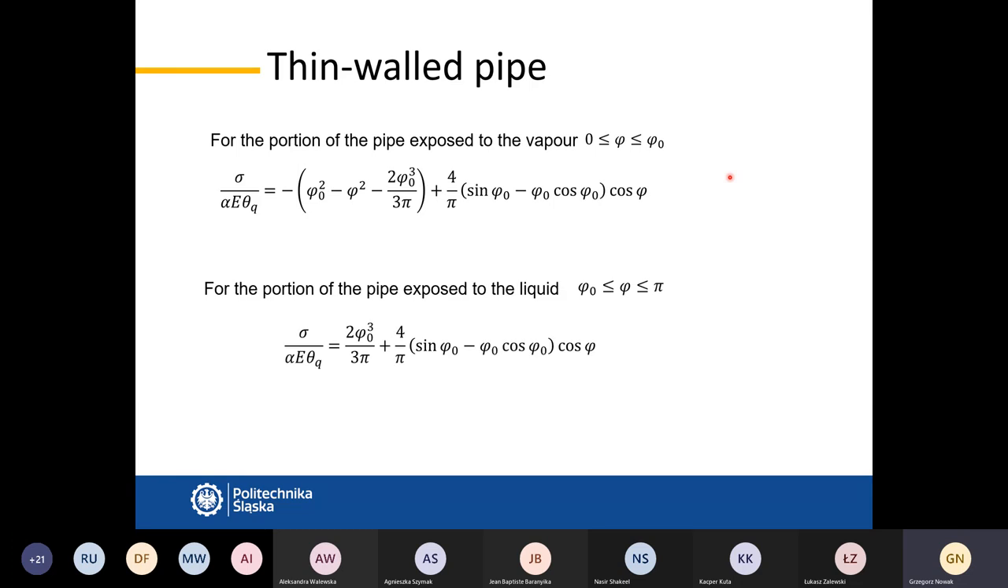The second portion of the pipe, which is exposed to the liquid only, so between phi zero and pi, so the very low bottom, the bottom part of the pipe we have here, it looks very much the same. If you see, there is only this part missing. The right-hand side part is the same. Look, this factor is exactly the same. This factor is here. So we have here minus and minus. So this is exactly the same. So the difference is only the difference between the square of the angle, actual angle, and the phi zero.